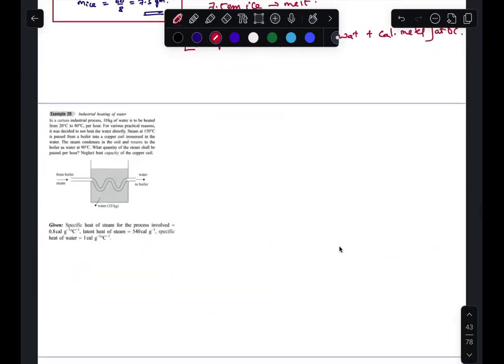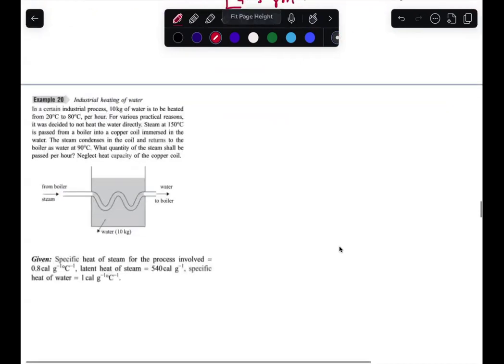Next, industrial heating of water is a very famous situation. In a certain industrial process, 10 kg of water is to be heated from 20 degrees centigrade to 80 degrees centigrade per hour. Remember, this is per hour.